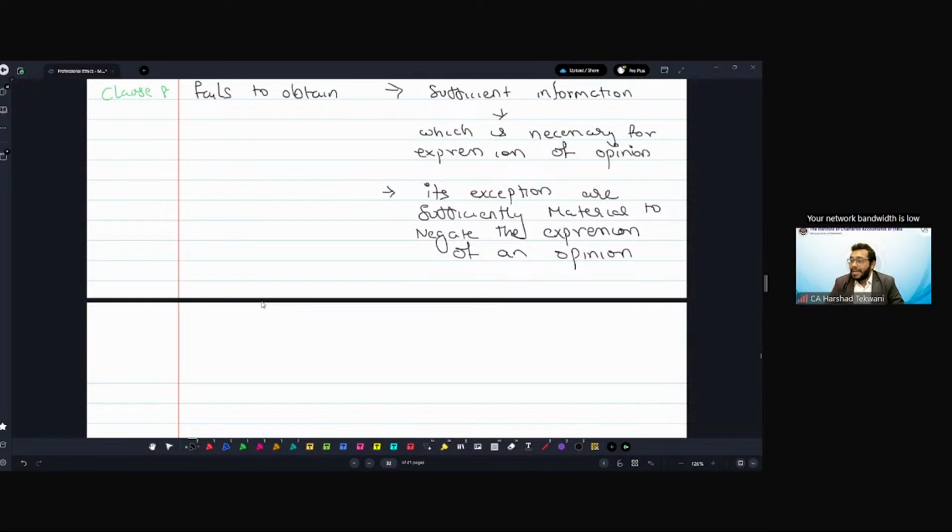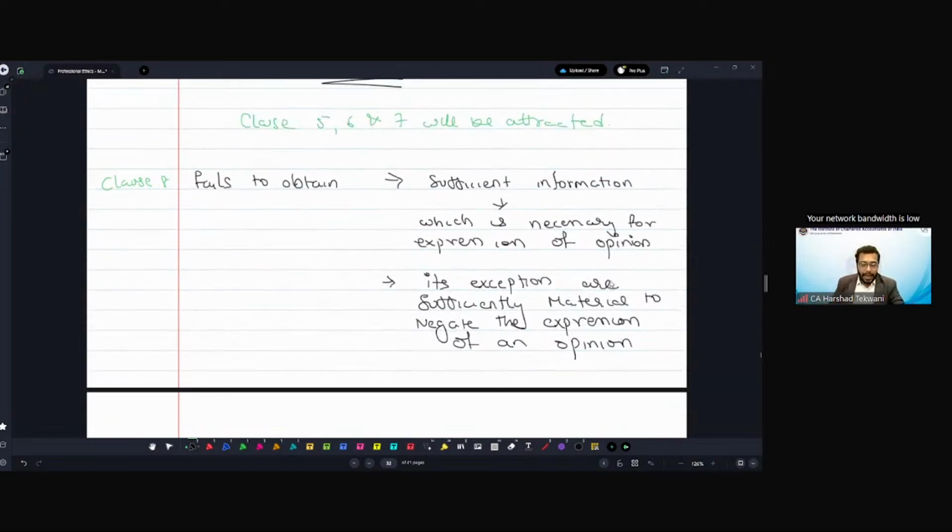Means without vouching, without verifying the details, I issue an opinion. I do not collect the necessary audit evidence that is required as per SA 500. So SA 500 evidence is missing, and I issue an opinion. If that is the case, in that scenario, it could be called that, okay, I failed to obtain sufficient information, and hence I will be held guilty of professional misconduct. Any doubt?